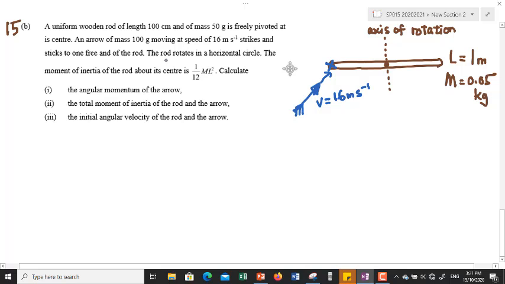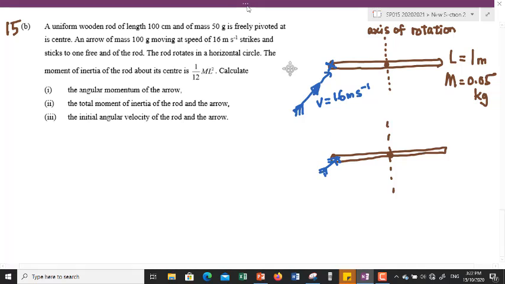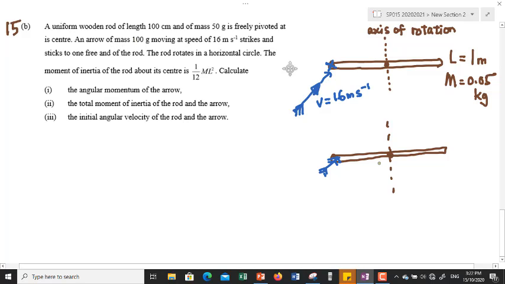Then what happened? The rod will rotate in a horizontal circle. Okay, so I redraw. Let's say this is our final situation. We have the same rod, pivoted at the center, and the arrow is sticking here, stuck at one of the free ends. Then what happened to the system? The system will start to rotate in a horizontal circle. So it will start to rotate, like this. Okay, it will start to rotate in a horizontal circle.